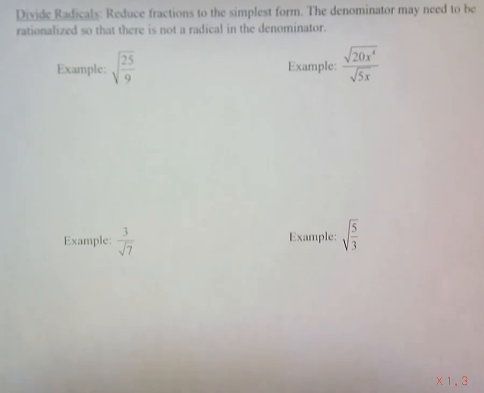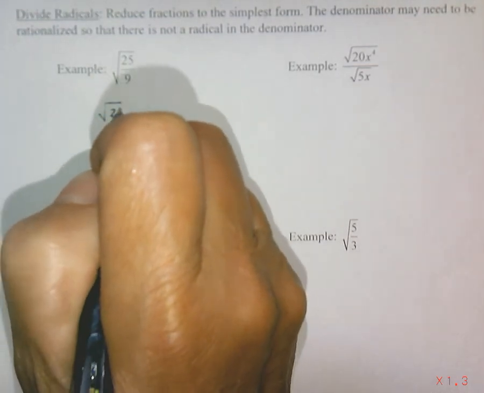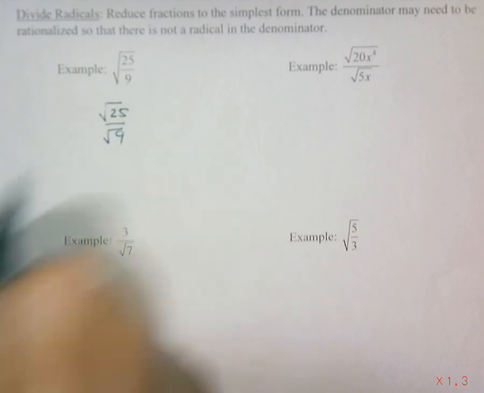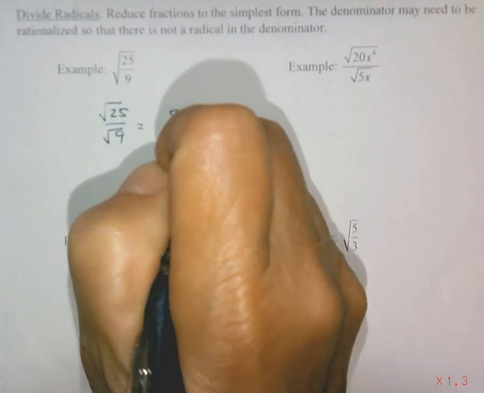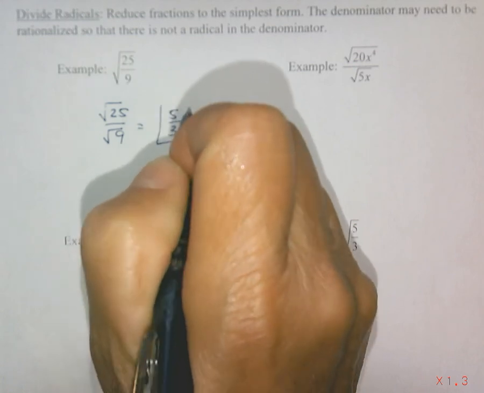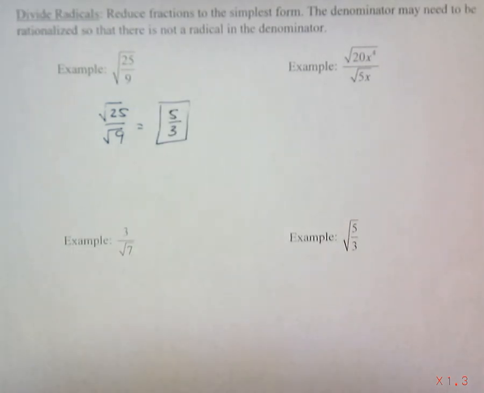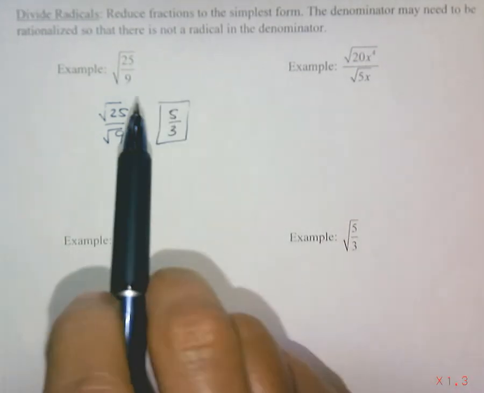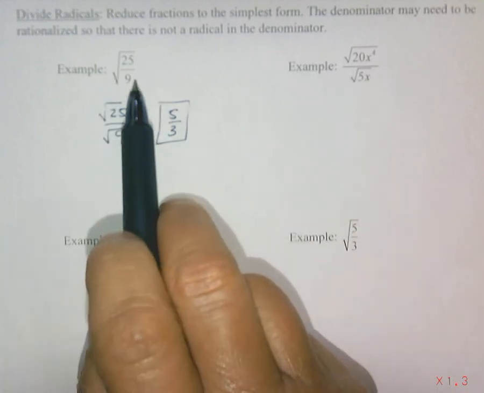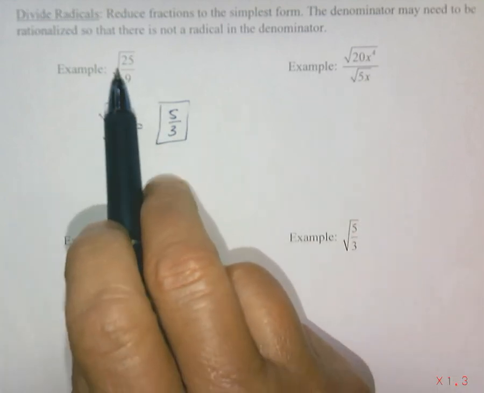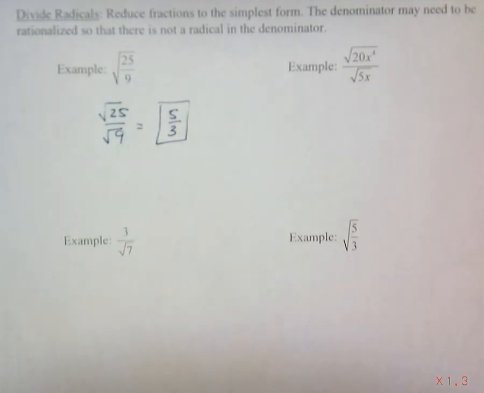So the first one I look at, the square root of 25 over 9, I want you to recognize those are both perfect squares. So the square root of 25 divided by the square root of 9 is going to be equal to 5/3. There's nothing difficult about that. Notice this was written as 1 square root. This next one has 2. But what happened in this first example is I took this 1 square root and I broke it apart.